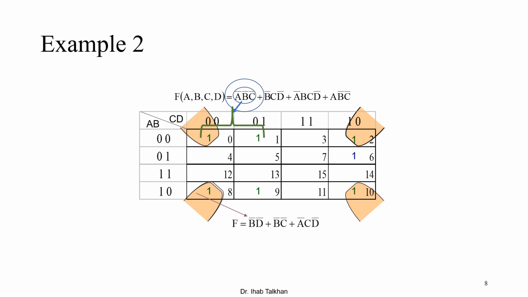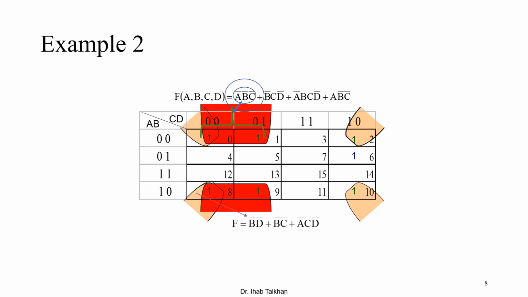The second group, the second maximum number of ones in a group, you find the red group here. The red group was cell number 0, cell number 1, cell number 8, cell number 9, representing a group of 4. And as you can see, again, A is changing value, A is out. You have B equals 0, which means you have B bar. You have C equal 0, which means you have C bar. You have D changing value, which means D is out, so the term will be B bar C bar.